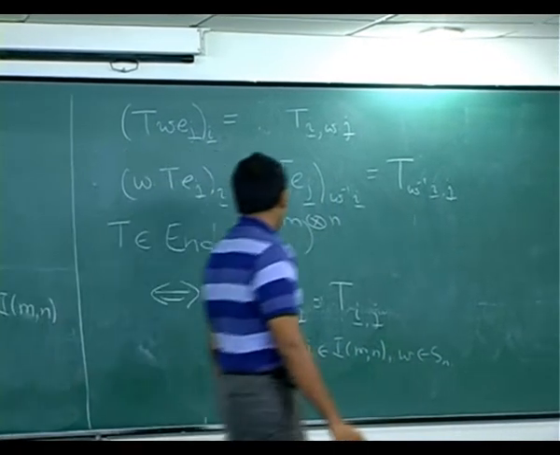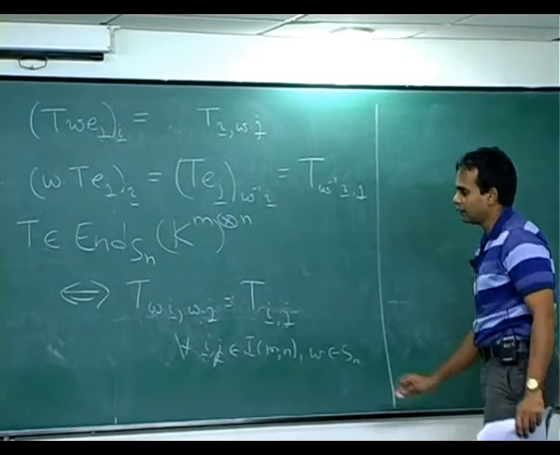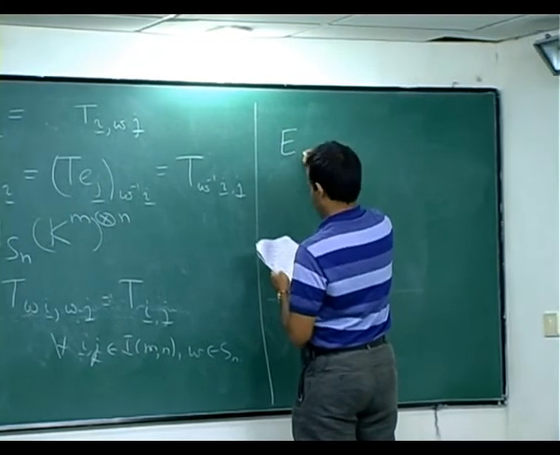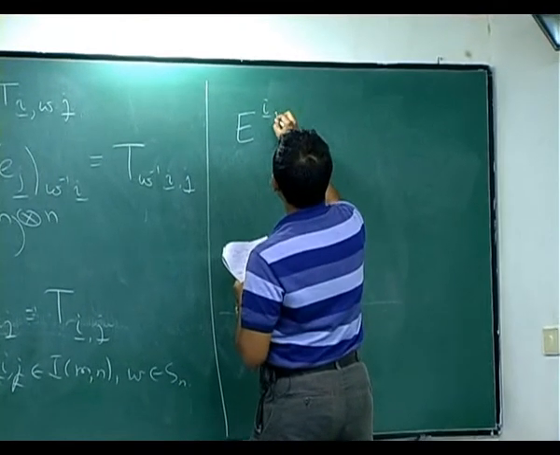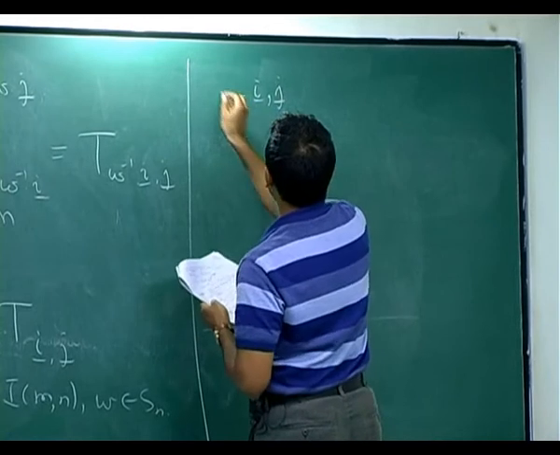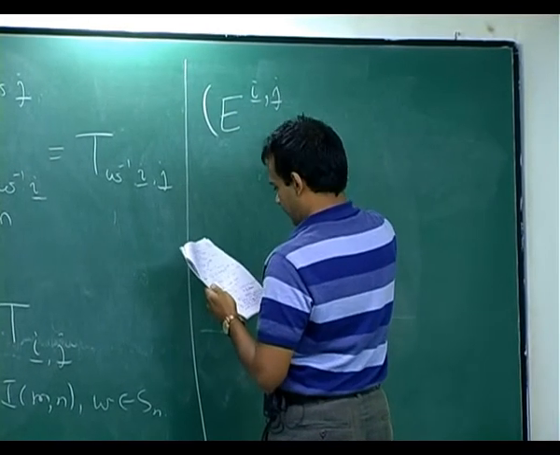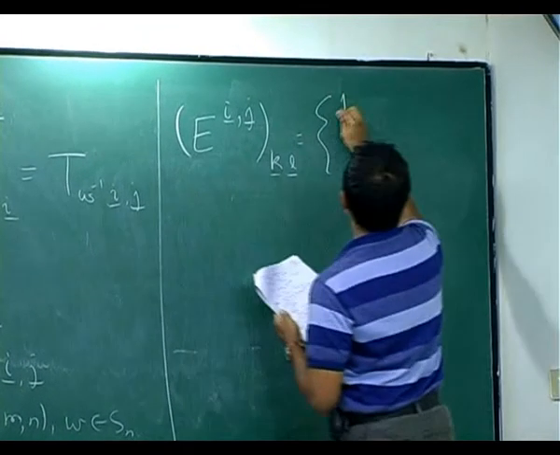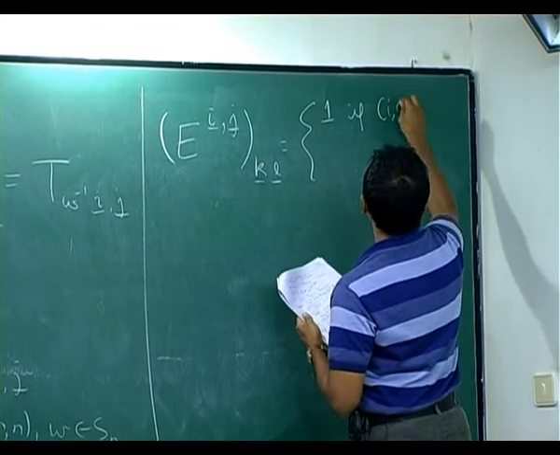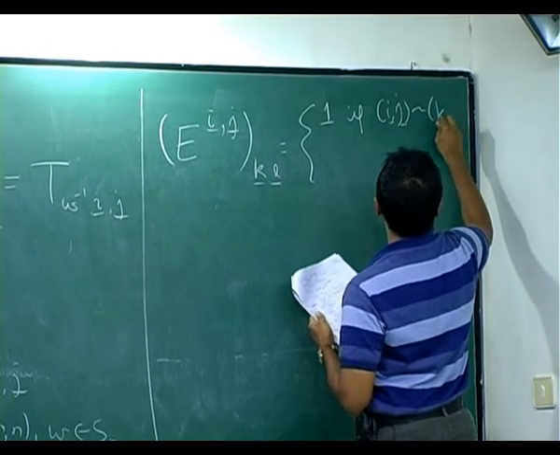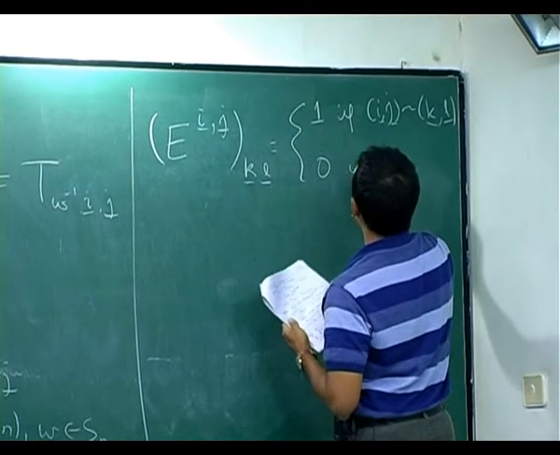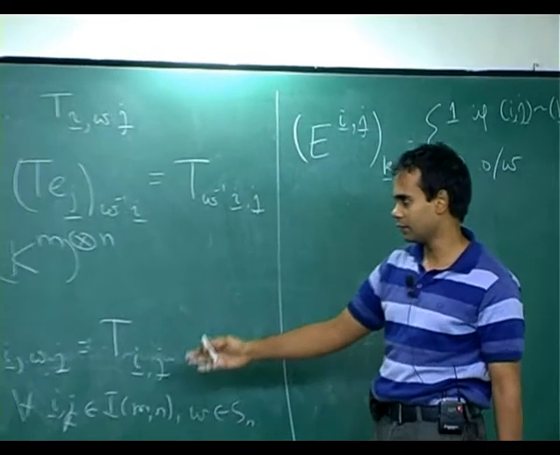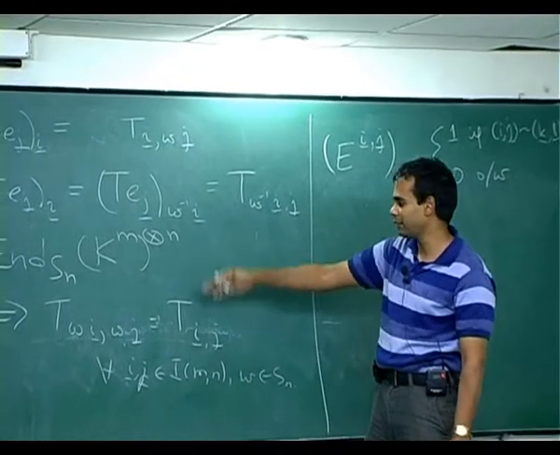This suggests a basis of this algebra. Define E_{I j}, this will be a linear map. So, I will tell you what its kth coordinate is. It is 1 if (I, j) is equivalent to (k, l) and 0 otherwise. This forms a basis for the algebra of such matrices.